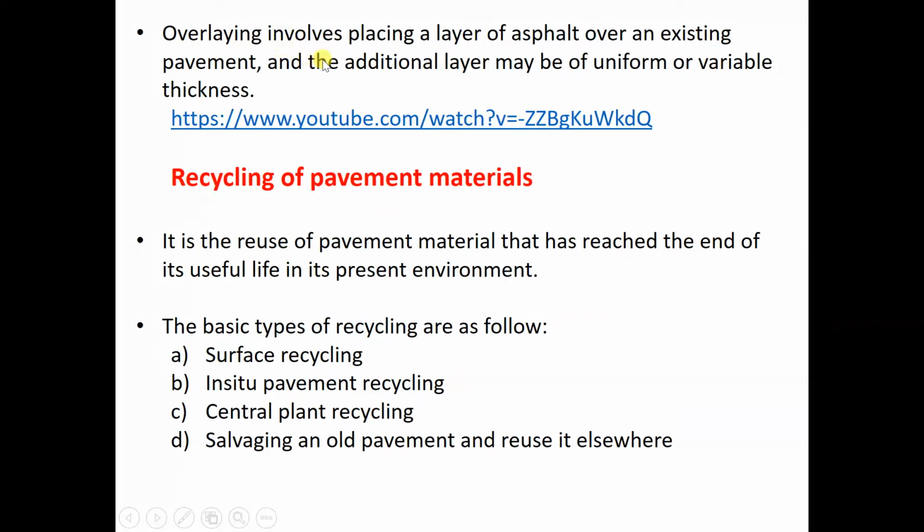Overlaying involves placing a layer of asphalt over existing pavement. Okay, and the additional layer may be of uniform or variable thickness. Usually it's an existing pavement which is old, with a lot of cracks, maybe a lot of holes, a lot of potholes. So they can do the overlay, the asphalt on top of that.